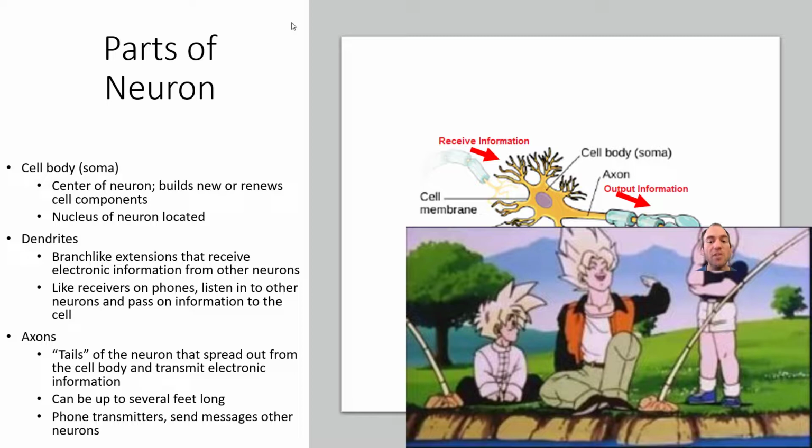But we have the dendrites, which are like receivers on the phone. We're receiving the call. They're listening to other information, and then they're passing it on. And axons, meanwhile, are our cell phone transmitters. They're sending information to other neurons. And axons, to the right, you can see on this figure, extend from the soma, the cell body, and they go all the way down until they eventually reach the terminal buttons of the neuron.